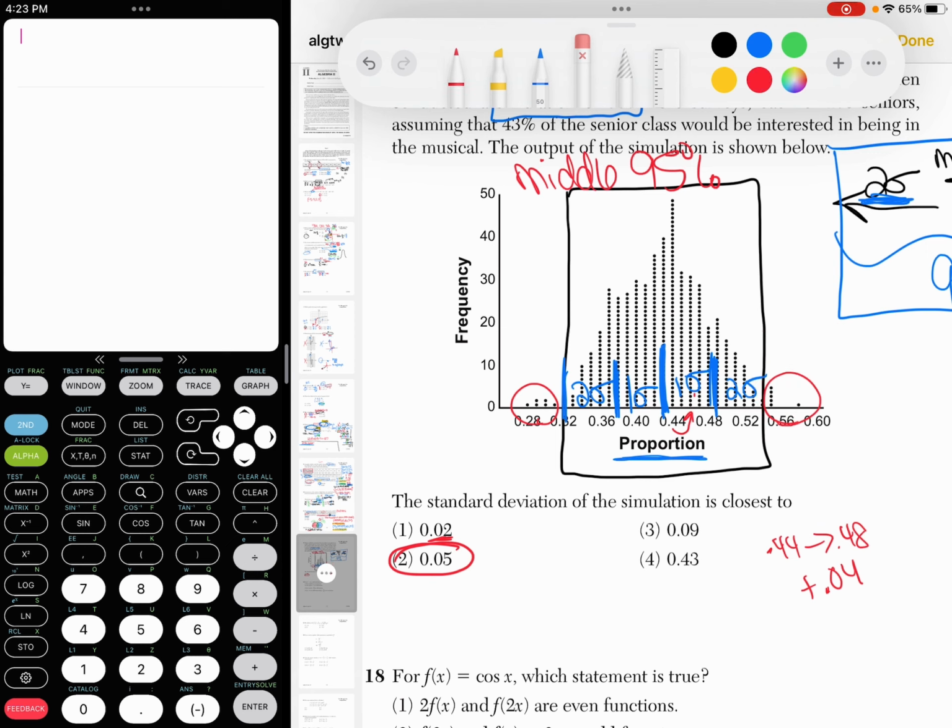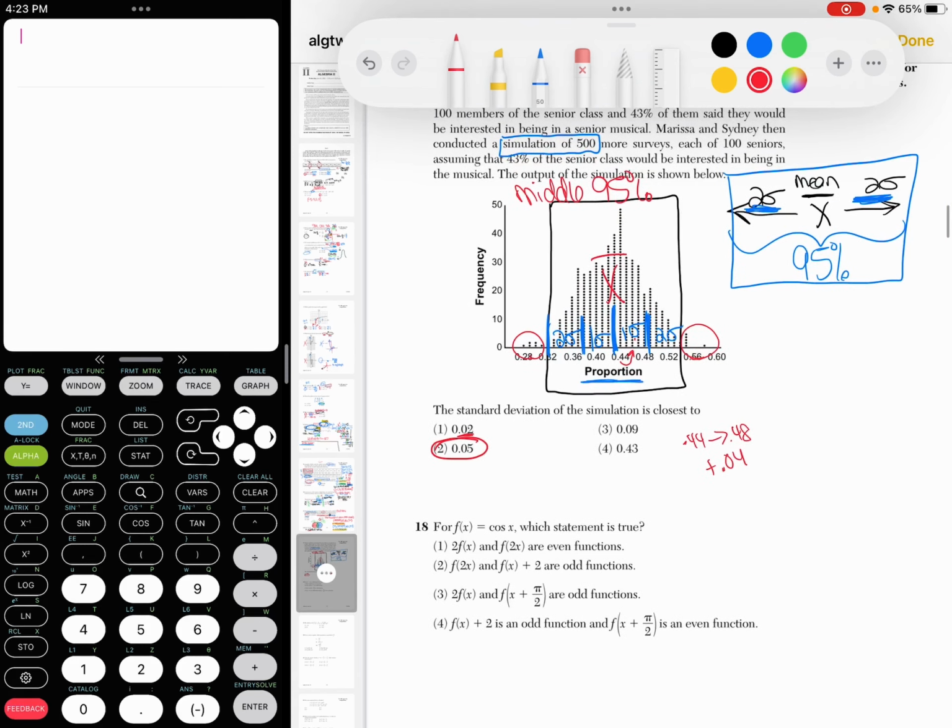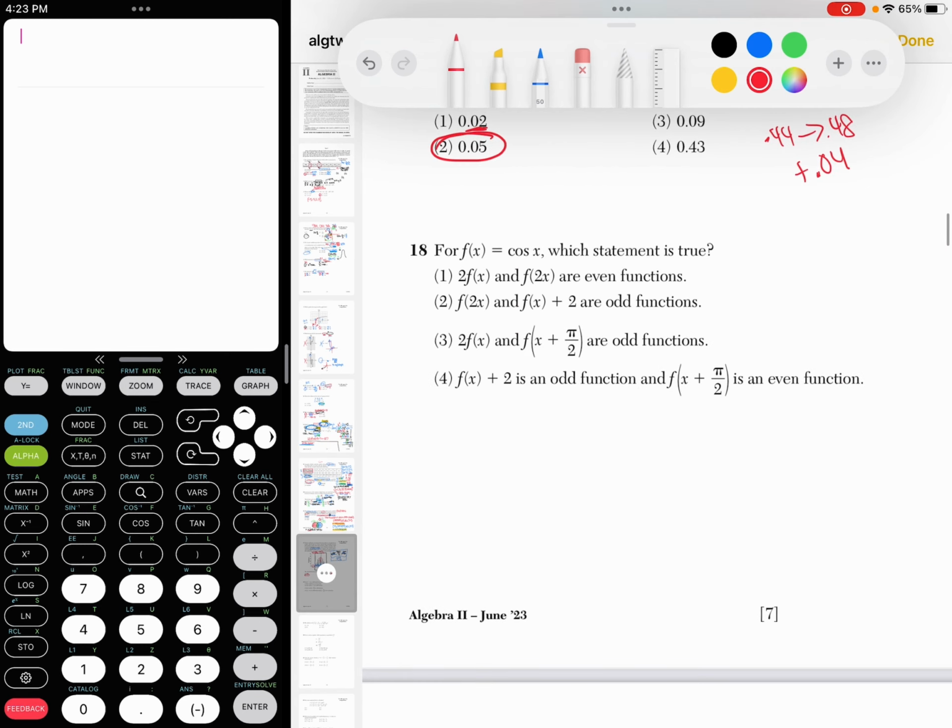So you have to split that up into your 2 standard deviations in each direction, where this is your average, and then you go out 2 in each direction. Okay. All right, number 18, also kind of a tricky question, bear with me. So it says, for f of x equals the cosine of x, which statement is true?